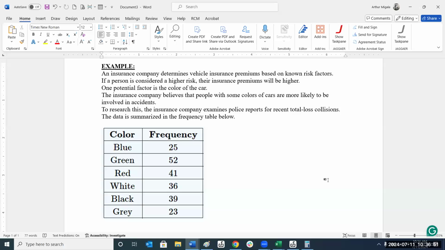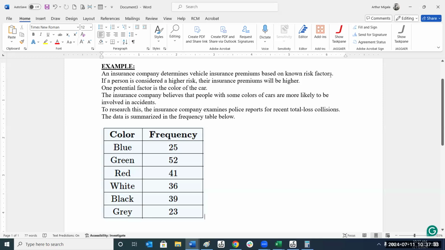So what this thing says is this. Let me read it to you. An insurance company determines vehicle insurance premiums. What are insurance premiums? It's your monthly payment just to have insurance for your car. It's based on a lot of factors: your age, your race, your gender, your education background, the type of car you drive, how far you drive, where you live, where you work. All these factors are taken into consideration to determine your premiums.